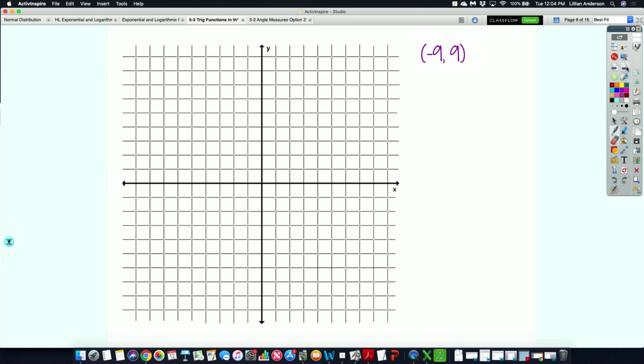Our first example is (-9, 9). Okay, first example is (-9, 9). We are basically going to find the 6 trig ratios for this angle. Okay, so (-9, 9) is located in what quadrant? In 2. Okay, so (-9, 9) means your x coordinate is -9 and your y coordinate is +9. So that means I'm going to go 9 along my negative x axis. So 1, 2, 3, 4, so negative 9. And then I'm going to go up 9.